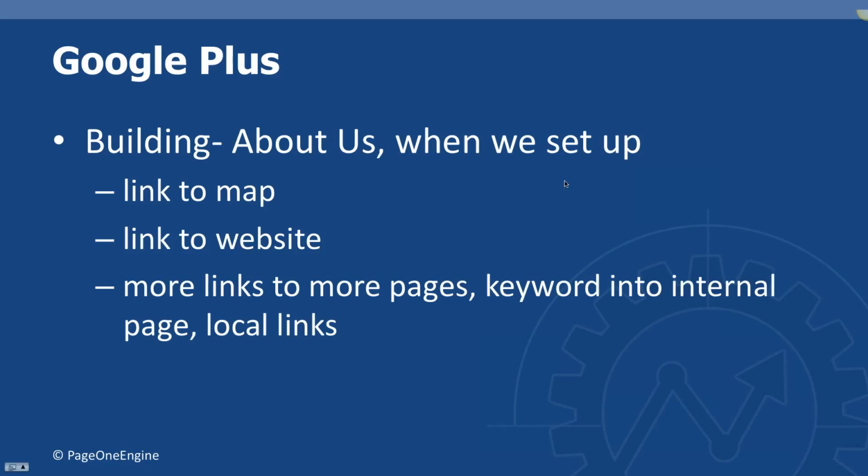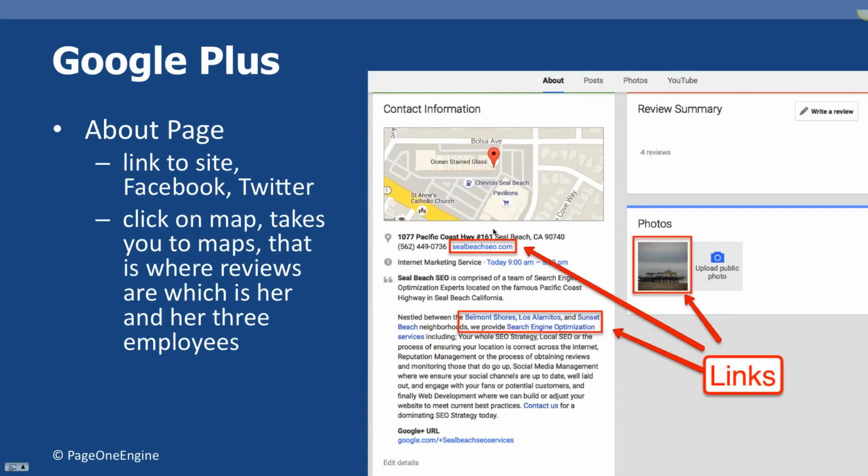So building it up, though, the About section. When we set it up, she linked to the map. She linked to the website, and more links, more pages, keywords into internal pages and local links. So let's go see what that looks like. So here we go, the About page. This is on Google+. We have a link that goes out to the main site, the map, and all kinds of different things.